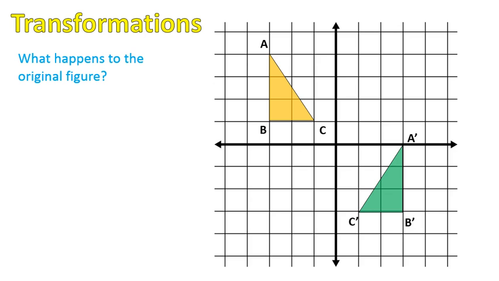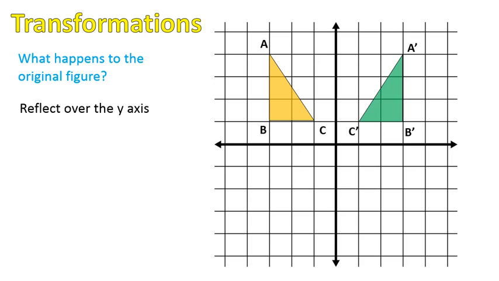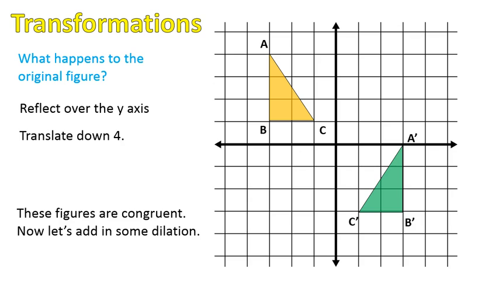So what did we do? Well, to make it from our original triangle into our new triangle, we had to do a couple of things. One, we reflected it over the y-axis. So that made it look like this. And then we translated it down 4 places. So we moved it down 4. It started up here, dropped down 4. All right? These figures are congruent. They're still congruent because we've used reflection and translation.